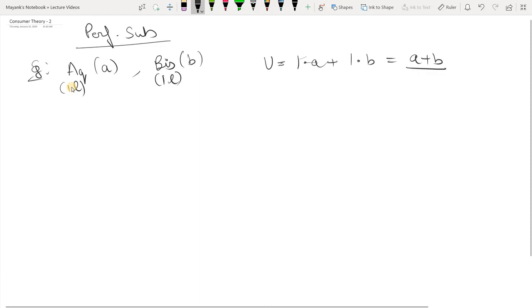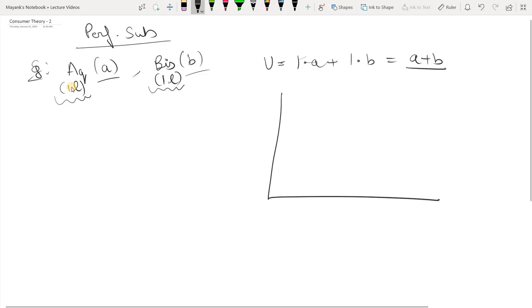Now, irrespective of how much A and how much B you have, you are always willing to substitute 1 unit of Aquafina bottle for 1 unit of Bisleri bottle. So irrespective of wherever you are, if somebody comes and is exchanging one Aquafina bottle for one Bisleri bottle, you will do that exchange. You don't mind doing that exchange. It won't make you better off, that is, it won't increase your utility, but it won't decrease your utility either. So that's the whole idea here.